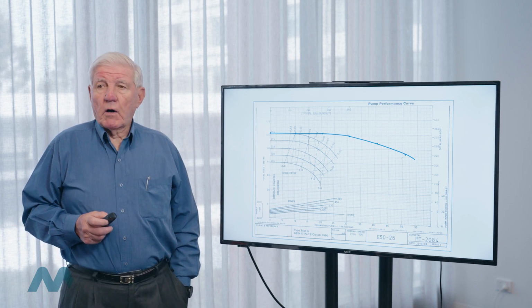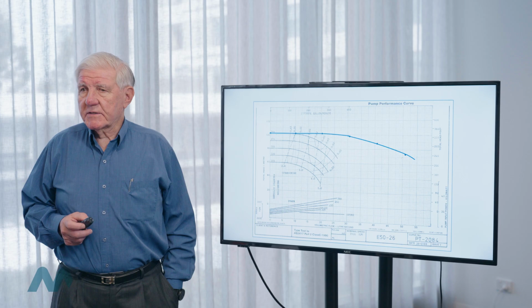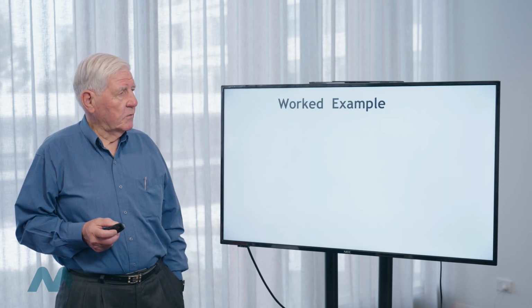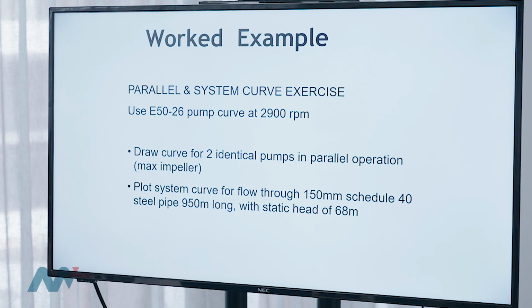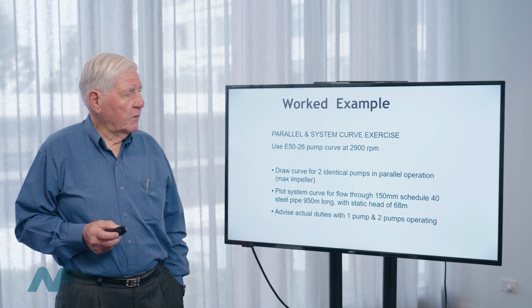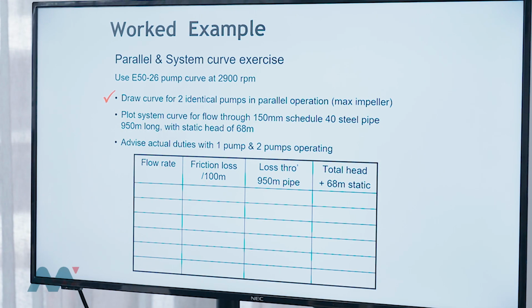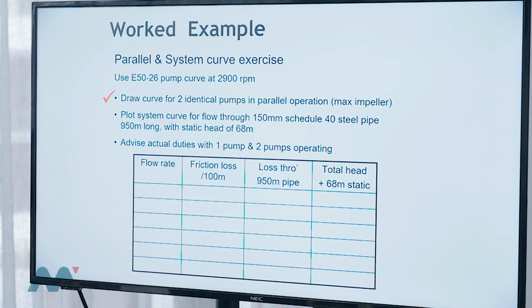Let's go and see what operating points were like for a given system. Now, this is the classic situation where you've got a system that's in 150 millimetre Schedule 40 pipe, and it's 950 metres long with a static head of 68 metres. So this is just a single example to show you where the operating points will be. And the first thing we do is to actually calculate the system resistance for the system that we've been given. So we look at flow rates from 10 to 50 litres a second.